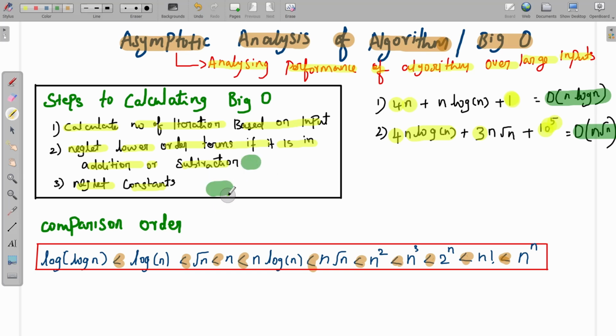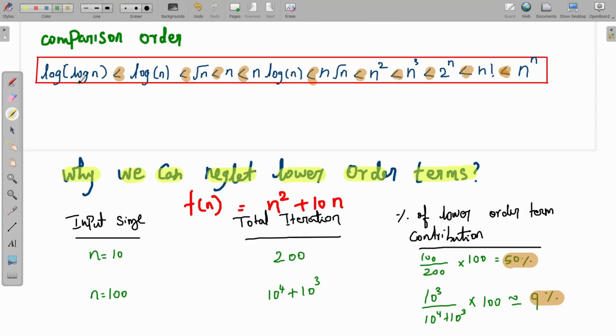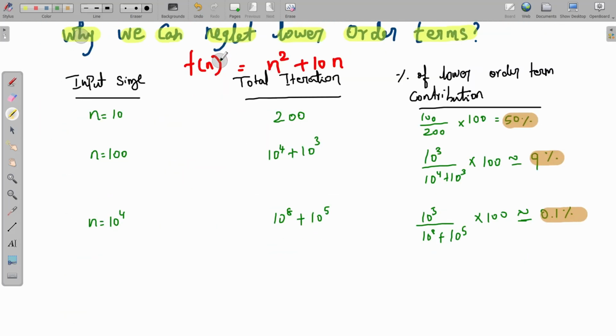Why we can ignore constants and lower order terms. Okay, so let's understand here. Why can we neglect lower order terms? Let's consider my number of iteration is n square plus 10n. So what is the lower order term here? 10n is the lower order, right? 10n is the lower order because this 10n is less than n square. As of now, reject 10, then n is less than n square, so I can ignore the 10n. So I can say order of n square is my time complexity.